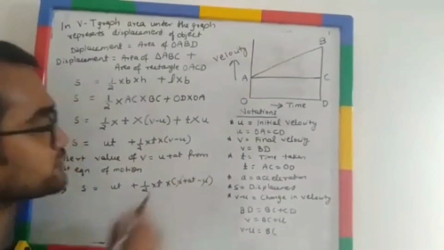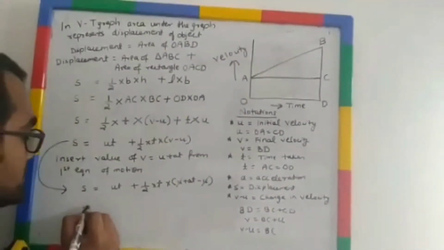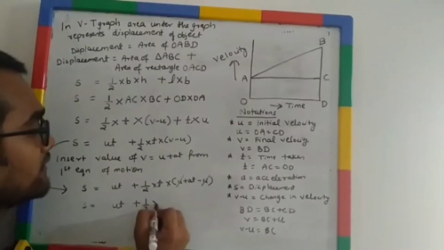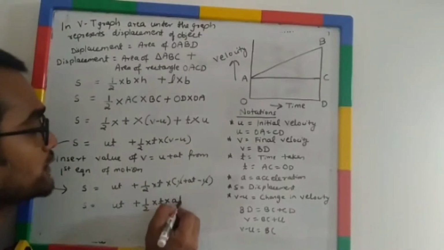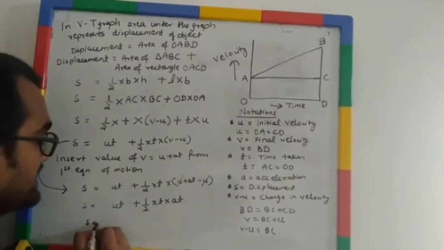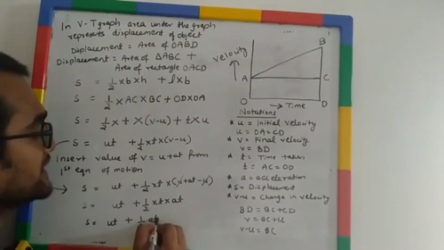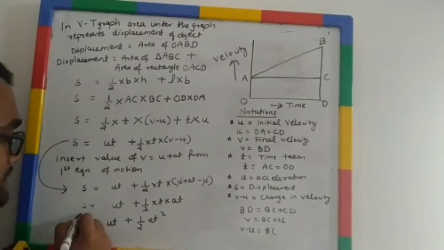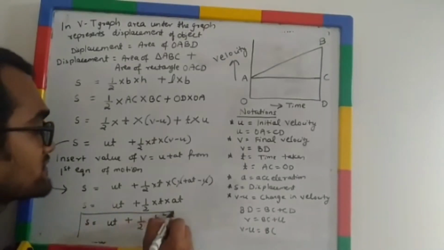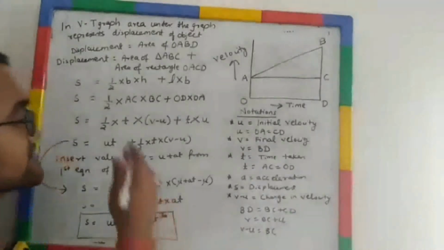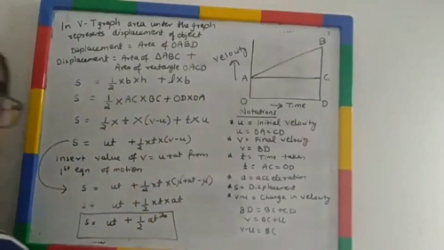Plus U and minus U gets cancelled. So this is S equal to ut plus half into T into AT, which is finally S is equal to ut plus half AT square. Thus, the derivation of the second equation of motion is completed, and in this way we can derive the second equation of motion.